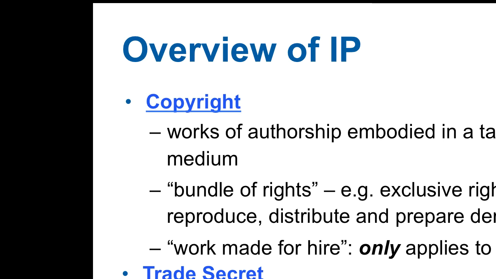Copyrights don't cover ideas, they cover expressions, books and songs, and things that are embodied in tangible mediums. They do cover software as well. And copyrights typically come with what's called a bundle of rights. A couple of them are, you have the right to reproduce, author a book, you can make copies, you can distribute it, you can prepare derivative works from it. But it does not cover the concept, it doesn't cover the idea of what's in a book, it covers that particular expression of what your idea was.